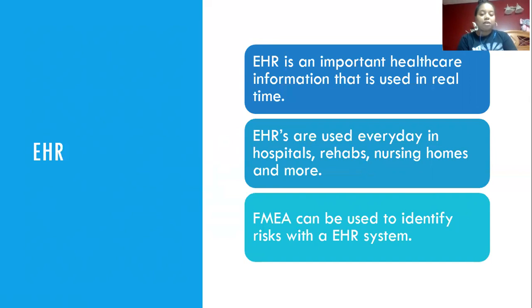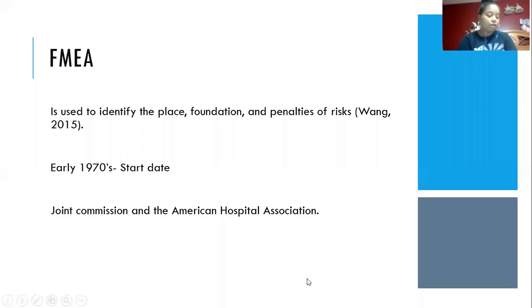A process called FMEA can be used to identify possible risks with EHRs. But what is the FMEA? It is used to identify the place, the cause, and the consequences of the risk. The FMEA began in the early 1970s and was adopted by the Joint Commission and the American Hospital Association.